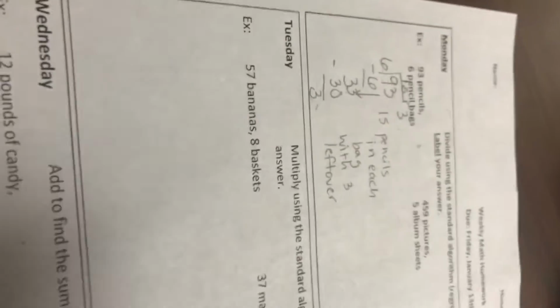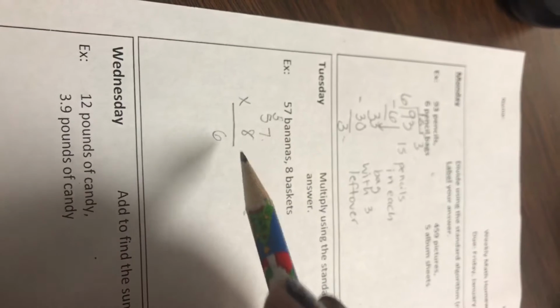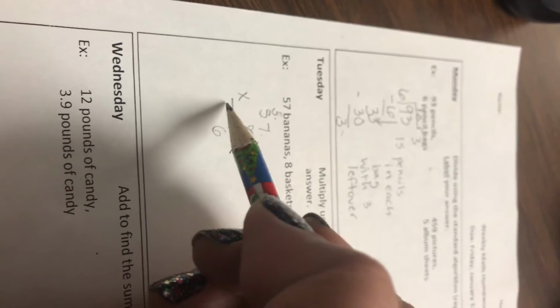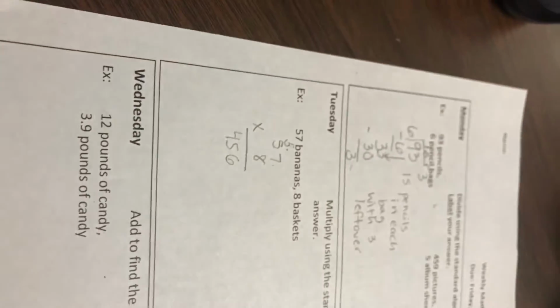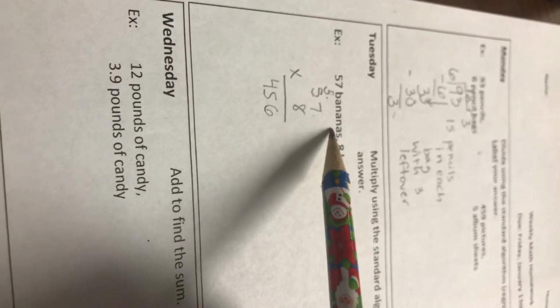Okay, so using the standard algorithm, I would multiply 57 times 8. And using that standard algorithm, that means I would take 8 and multiply it by 6 for a product of 56. Put my 6 here, carry my 5. Then I'm going to multiply 8 times 5 and get 40. Add the 5 that I carried over for a total of 45. Okay, and so I'm going to label this. I know that 456 represents the number of bananas that we have all together in all of those baskets. So I'm just going to simply label bananas.